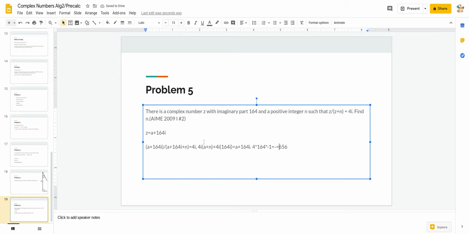So negative 656 is going to be equal to a, because a is a real number, and we know that a plus 164i is going to be equal to all this. So a has to be negative 656. So we have a is equal to negative 656.